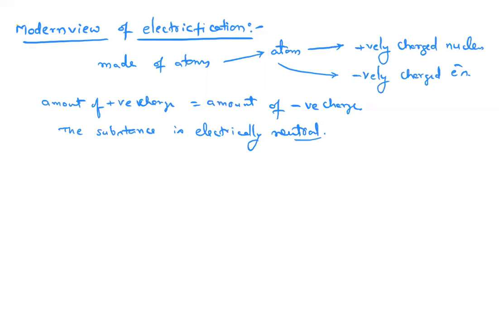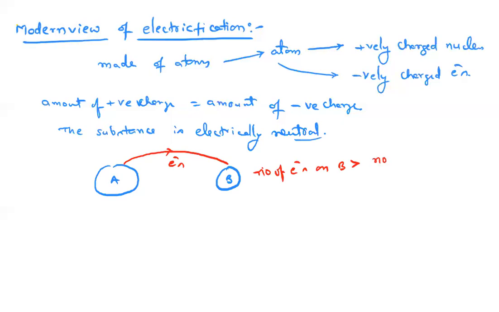Suppose some of the electrons are transferred from one body to another body. Let's say it is a substance A and a substance B. Some of the electrons from A are transferred to B. Then the number of electrons on B is greater than the number of protons on B. It behaves like a negatively charged body.